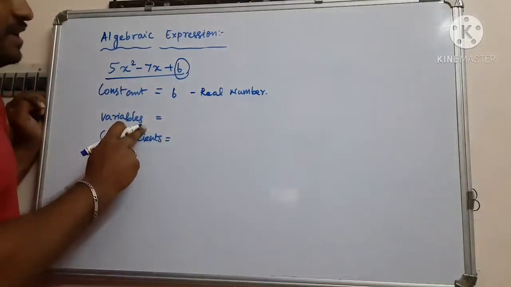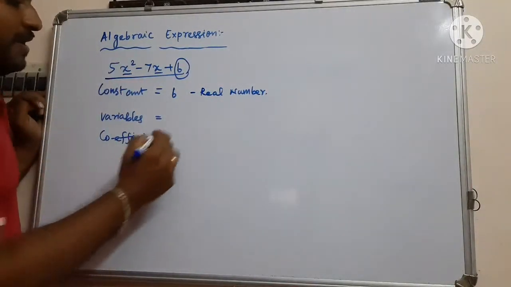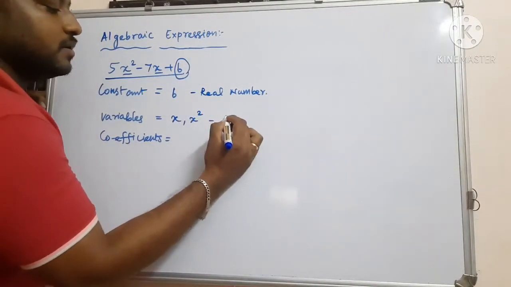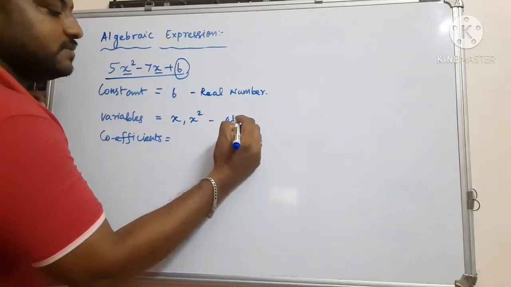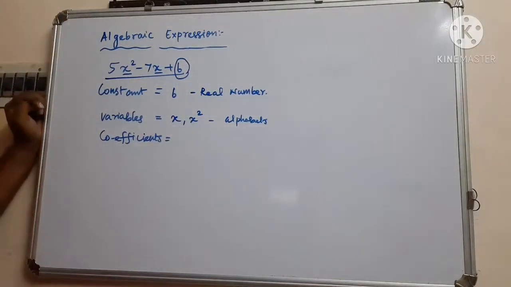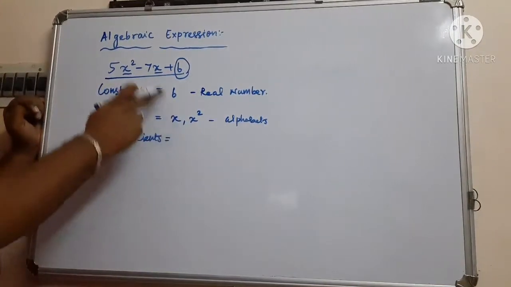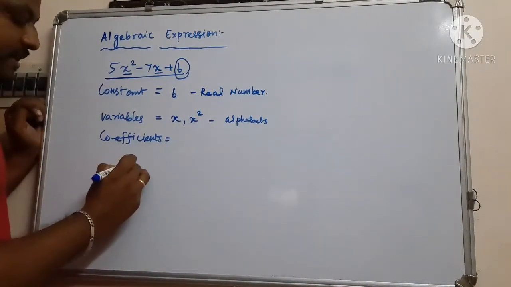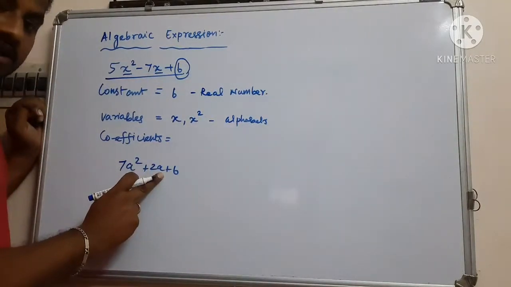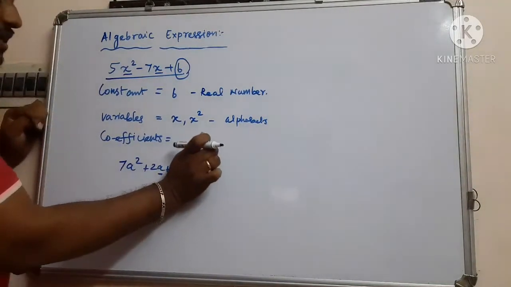And then variables. Variable means x is a variable, x square is also a variable. Variables must be alphabets. Alphabets means you can write any alphabet as a variable. For example, 7a square plus 2a plus 6. This a is also a variable. Any alphabet is called a variable.